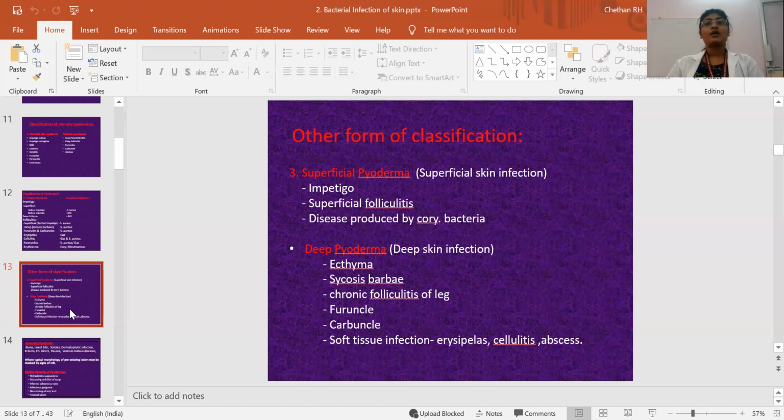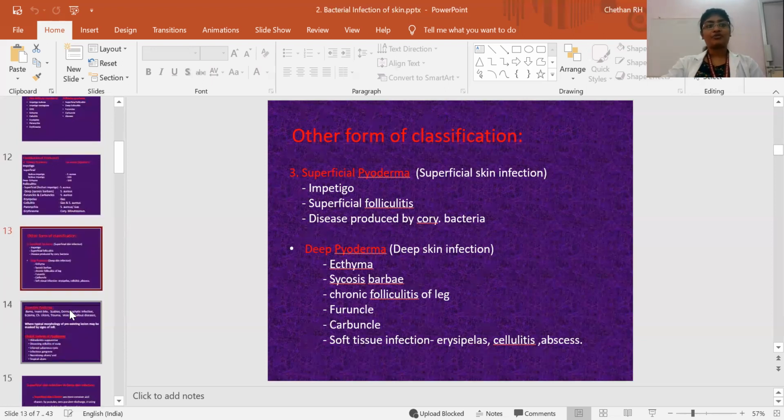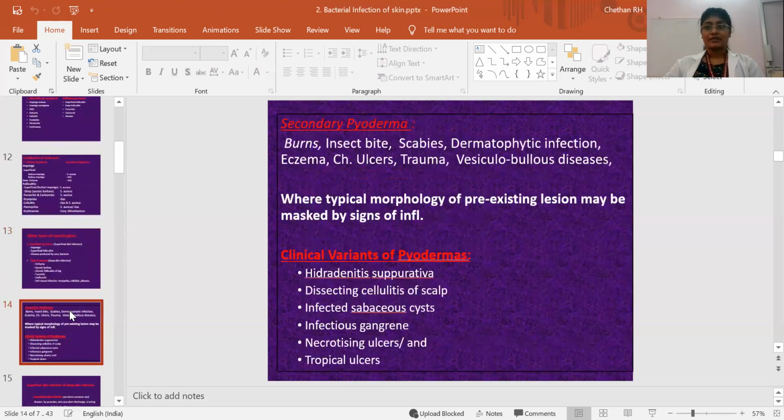The main difference of erysipelas, cellulitis, abscess with that of furuncle, carbuncle is that erysipelas, cellulitis, and abscess are all soft tissue infections, while the other one is caused only in the hair follicle. Coming to secondary pyoderma, as I told you before, it is secondary to any pre-existing dermatosis. Secondary pyodermas can be caused by burns, insect bite, infections like scabies, dermatophytic infections, eczema, chronic ulcers, trauma, and vesiculobullous diseases, where the typical morphology of the pre-existing lesion may be masked by signs of inflammation.